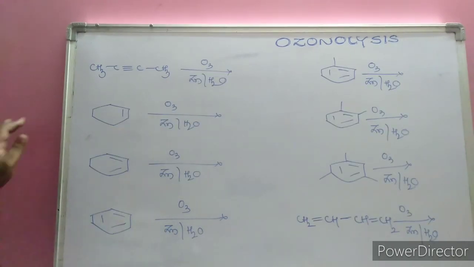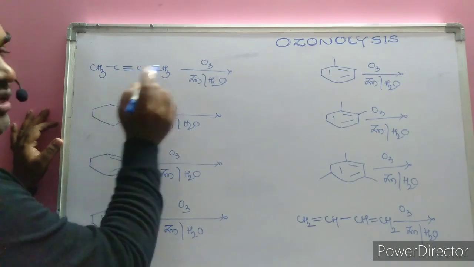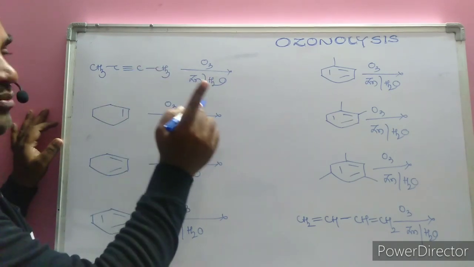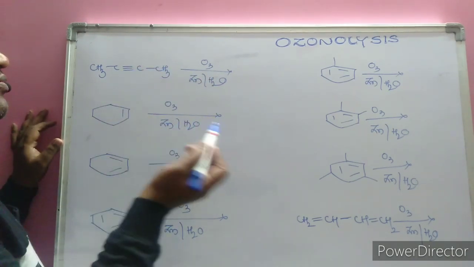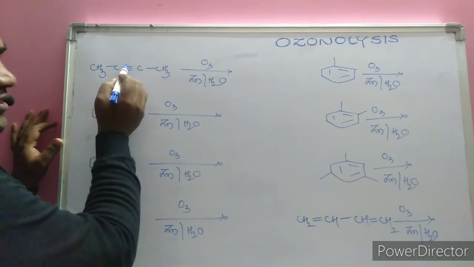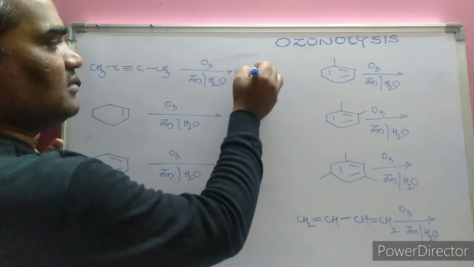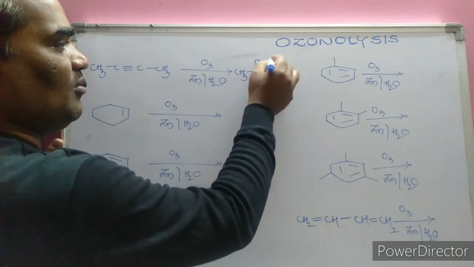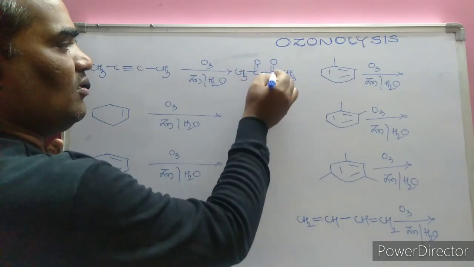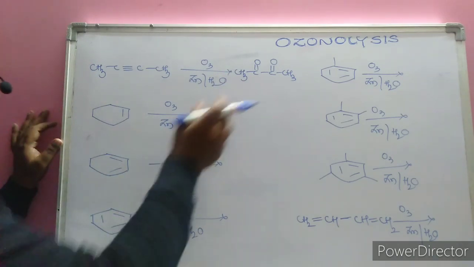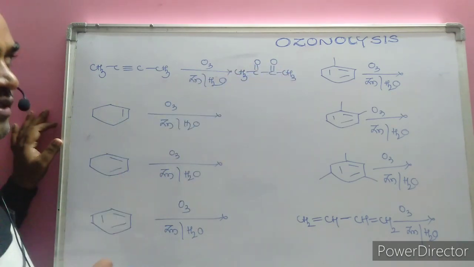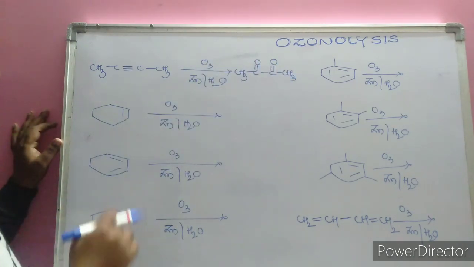Still a few more examples of ozonolysis. If a double bond is there, simply break the double bond and write the oxygens to the respective carbon atoms. If a triple bond is there, break the double bond. Here what is formed? CH3, C double bond O, C double bond O, CH3. One bond remains present between the triple bonded carbon atoms as a single bond. Here dimethyl glyoxal is the formed one.